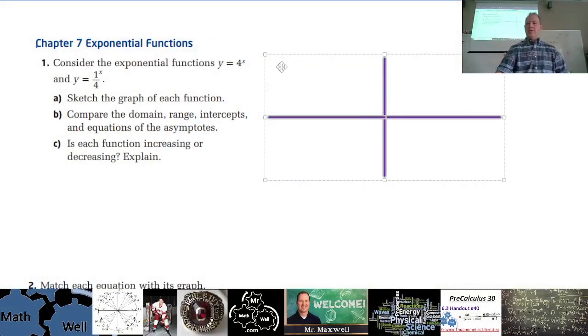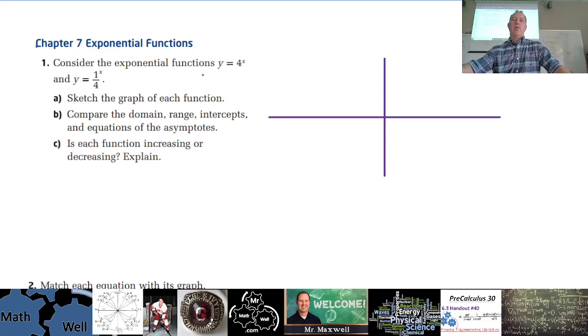So review questions for Chapter 7 and 8 here. Chapter 7 was on exponential functions, as you recall. And number 1 says, consider the exponential functions y equals 4 to the x and y equals 1/4 to the x. So 4 to the power of x has a base that's greater than 1, so this is going to be an increasing function, right? I'll just roughly sketch it right here.